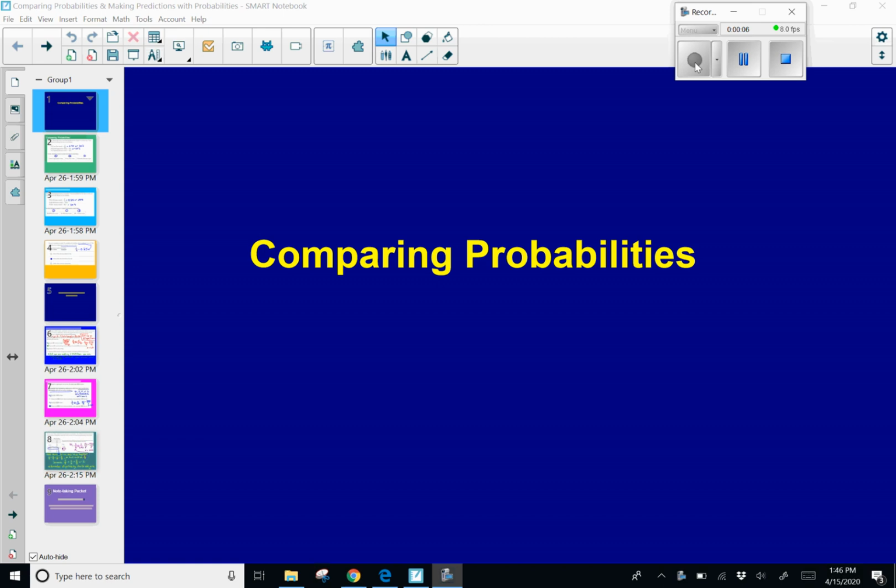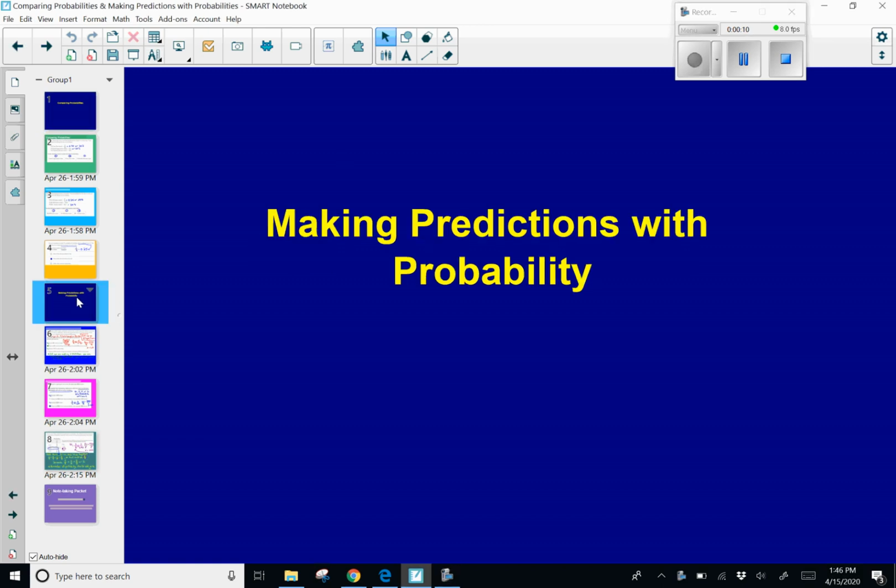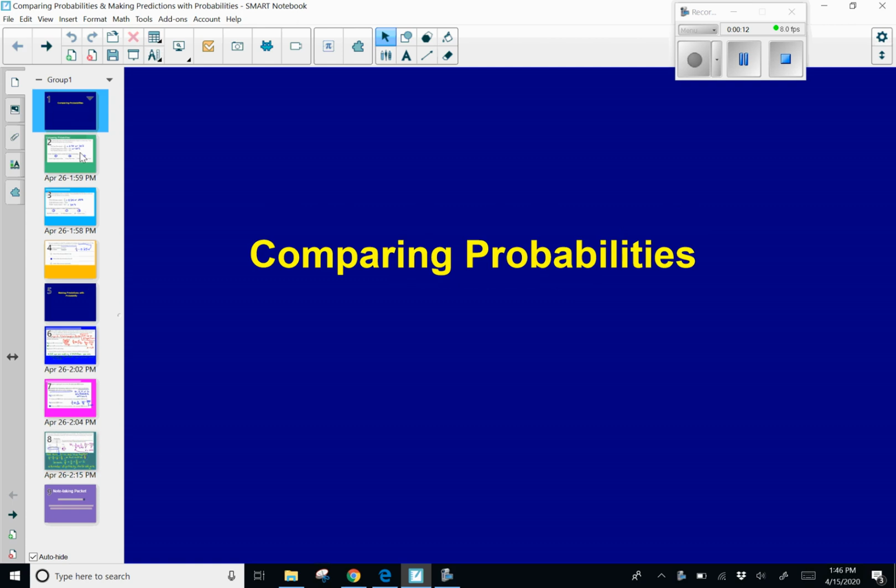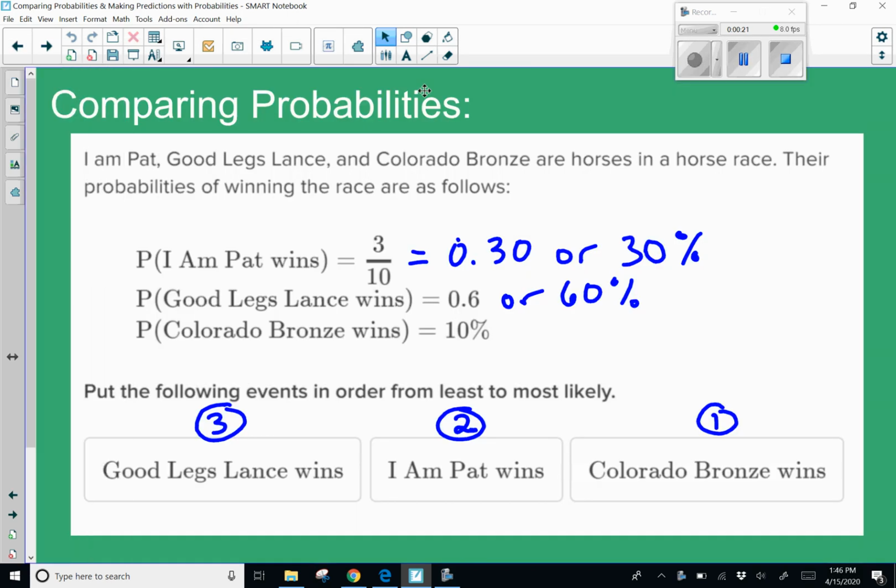This first set of notes is going to be for comparing probabilities and making predictions with probability. These are the same notes that I've posted already. However, I'm going to go through each slide and explain each specific example.